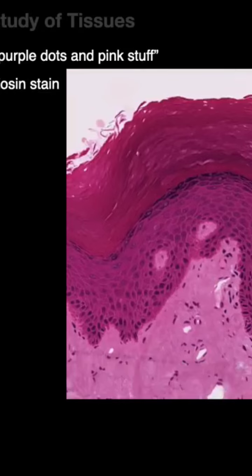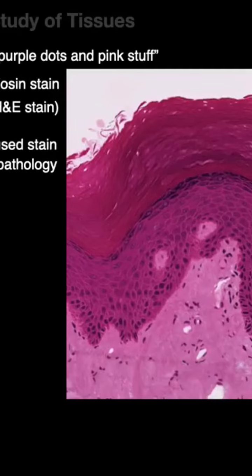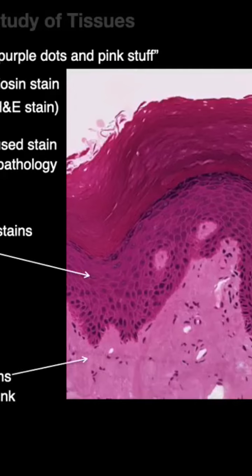This is called a hematoxylin and eosin stain, in short, an H&E stain. It's the most widely used stain in histology and in pathology in medicine. Hematoxylin stains the nuclei purple because it stains nucleic acid purple, and eosin stains proteins pink.